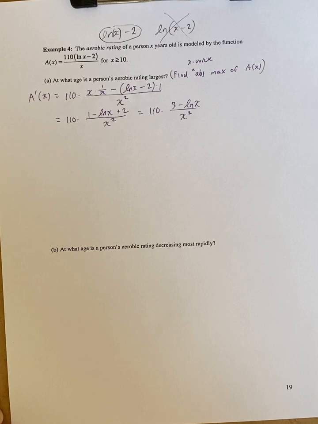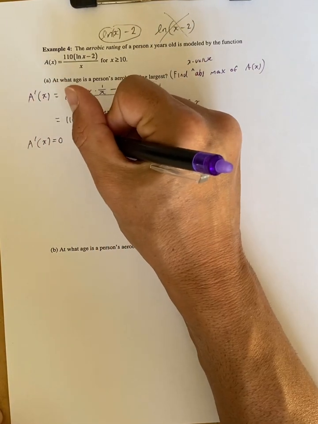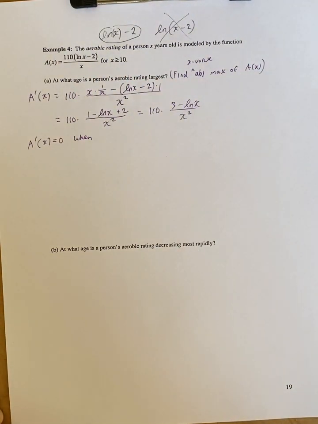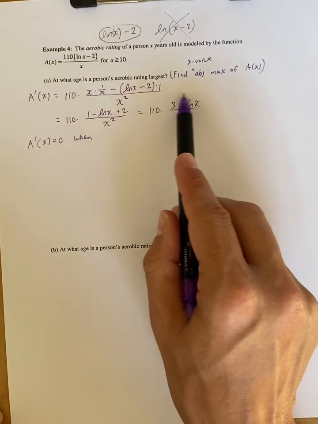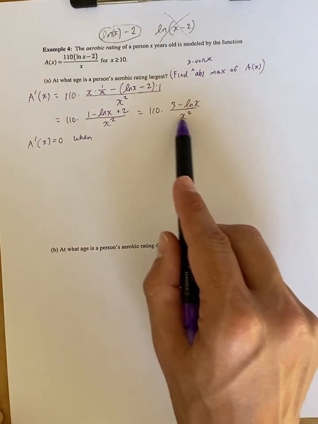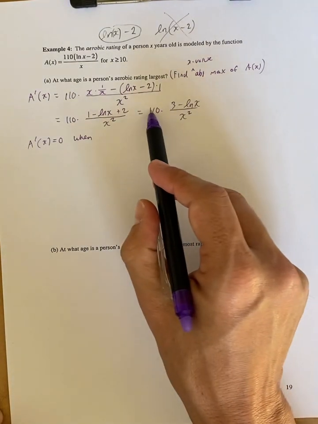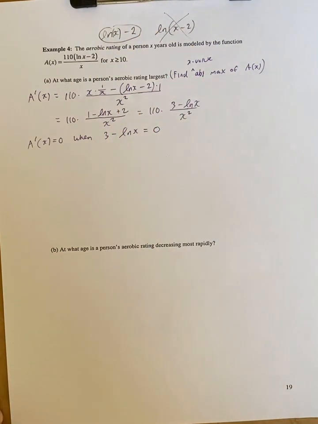And I'd like to know when this is equal to 0, because we know that candidates for when we reach a maximum are going to occur at critical numbers. Well, when is this going to equal 0? The 110 is not going to matter, right? Because that's just a constant multiple factor, and 110 is never going to be 0. So this whole thing will be equal to 0 when this fraction is equal to 0. And remember that a fraction equals 0 strictly when its numerator is equal to 0. So this will all equal 0 when the numerator, 3 minus ln of x, is equal to 0.